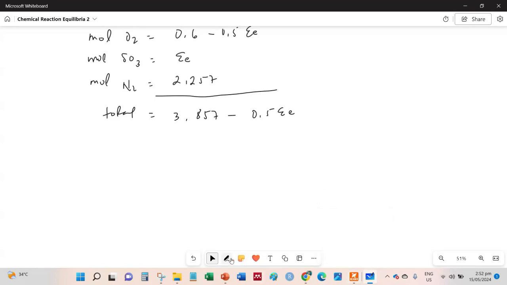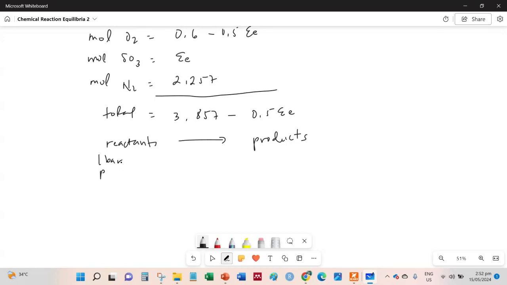So first, let's draw a hypothetical path from the reactants to the products. Initially the pressure is 1 bar. Products are also at 1 bar, but the T naught is 298.15 Kelvin. So T is unknown.